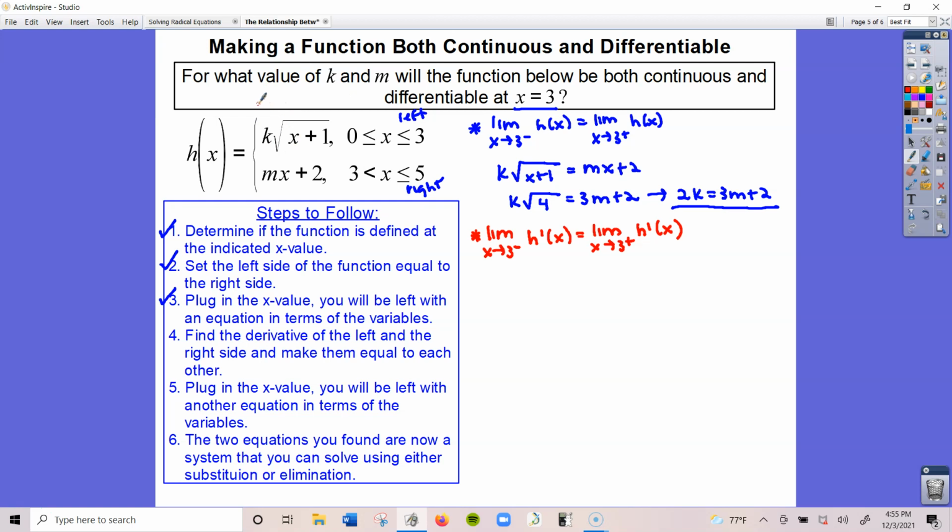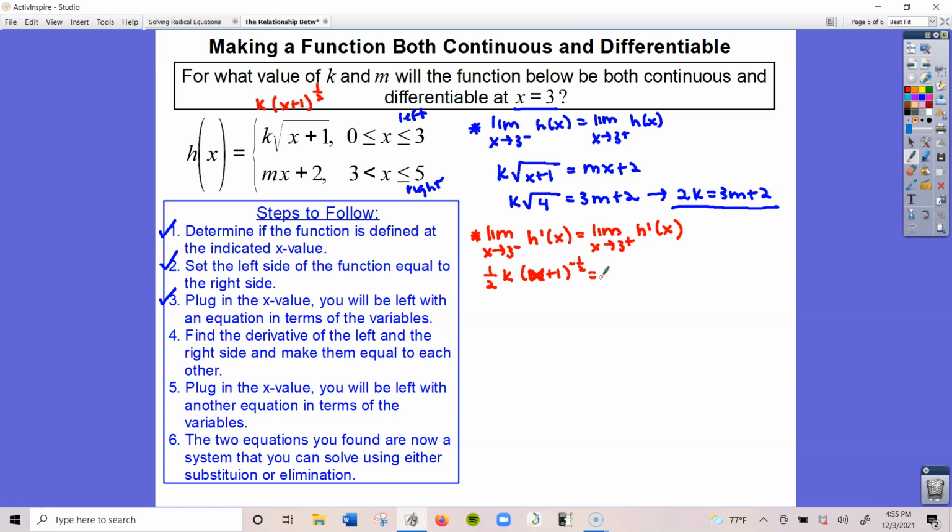This top part, this is k times x plus 1 to the 1/2. So when I find that derivative, I got to use the chain rule. I'm going to use the 1/2 to the front, k, times x plus 1, now raised to the negative 1/2 because I subtract 1. Oops, I put m here. Sorry, that's k, x. Times the derivative of x plus 1, which is 1.